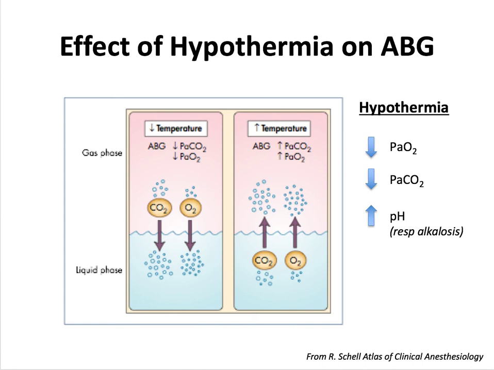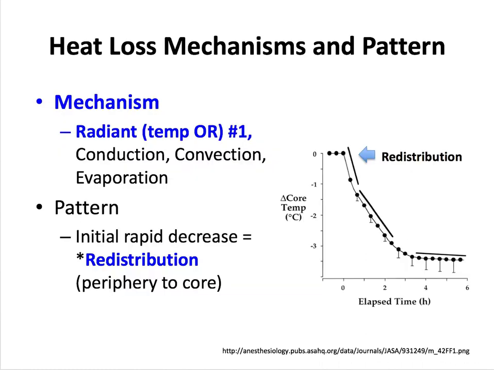What are some mechanisms of heat loss, and what's the pattern of heat loss in the operating room? The number one mechanism of heat loss is usually considered radiant heat loss. That is radiating heat from your body to cold surfaces like the walls of the operating room. So warming the operating room is one of the things that we can do to reduce heat loss. But conduction, if we're sitting and laying on something that's cold, like metal, convective heat loss, if air is blowing over us and we're uncovered, evaporative heat loss, if we're sweating, for example.